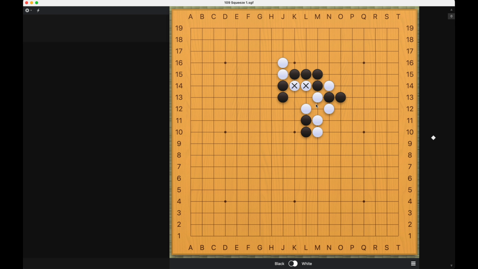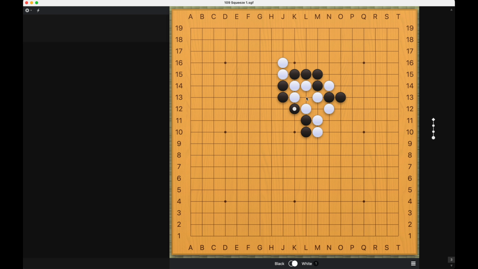So let's get to the point. The key to any squeeze is the throw-in move right here. By allowing white to capture, black has reduced white's liberty. Now black can play this atari right here, and this will form a connect and die pattern.